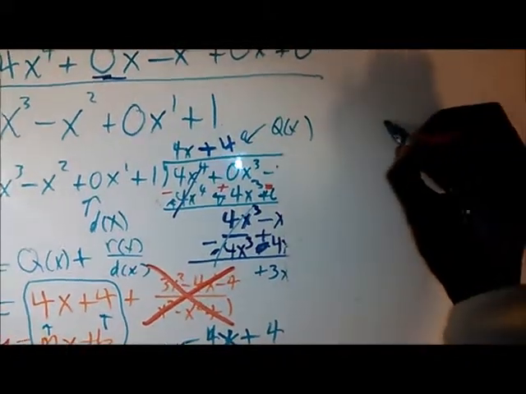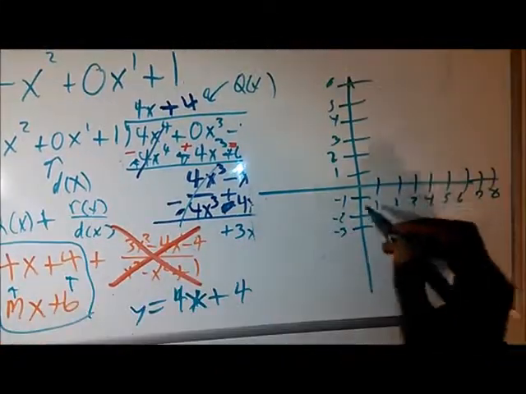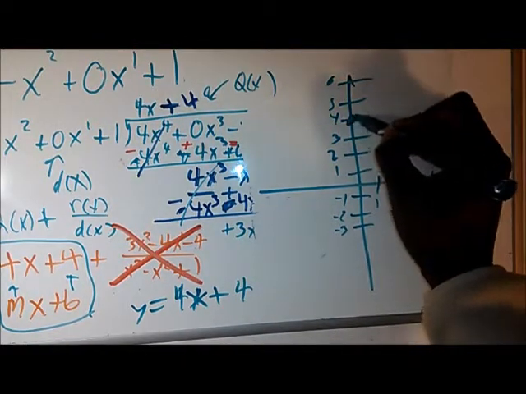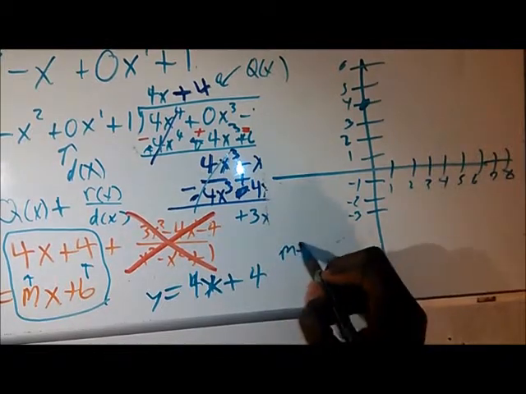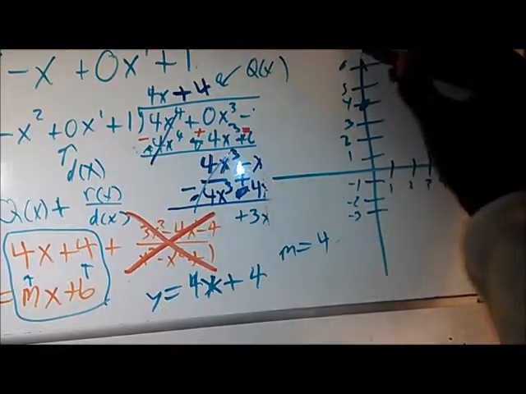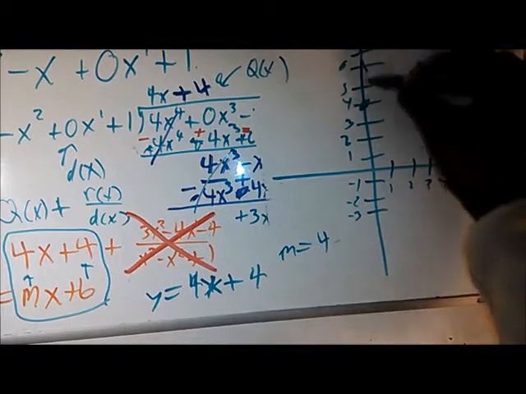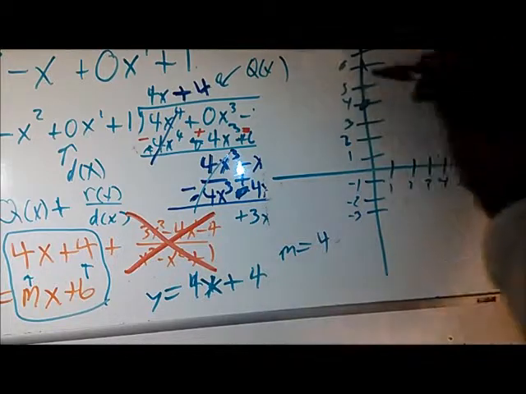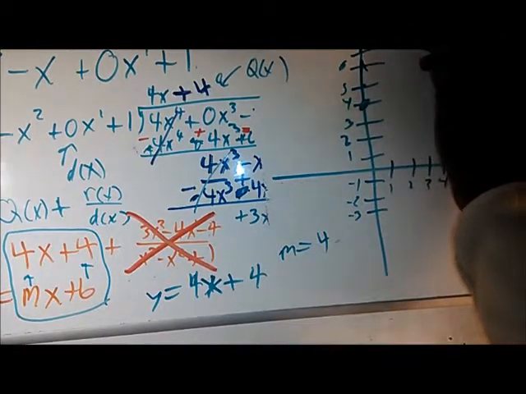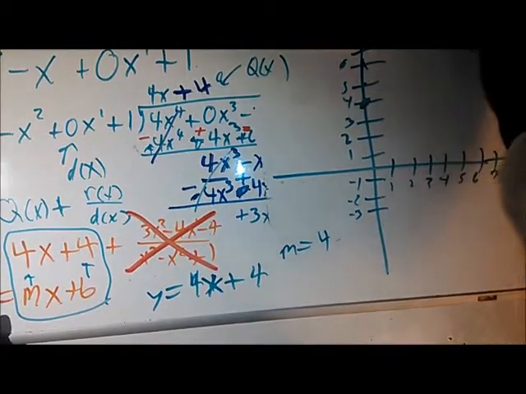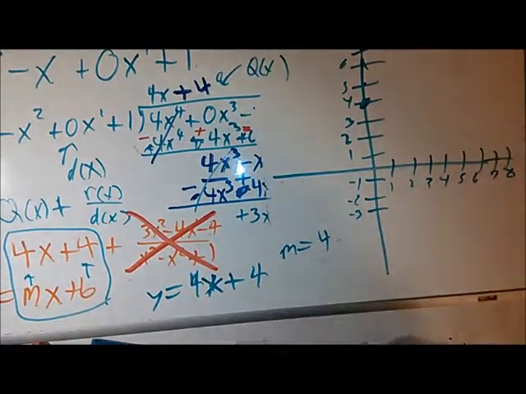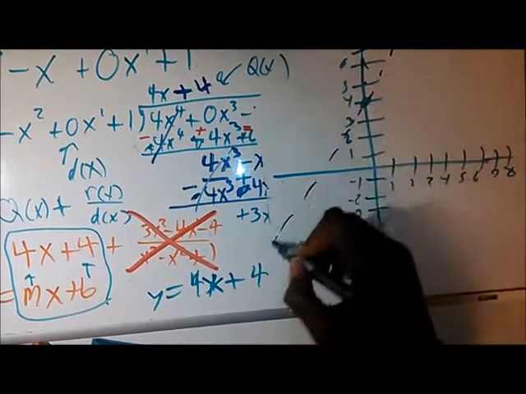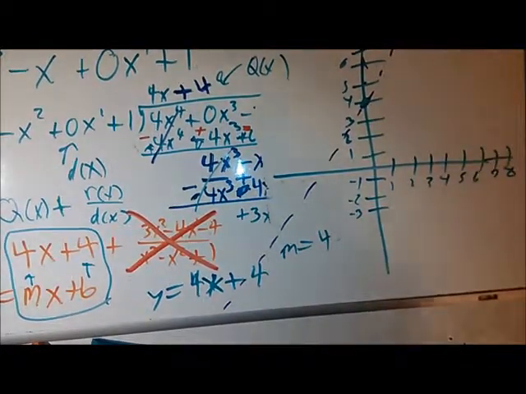Our slant asymptote will look just like this. Okay, so we start at 4. 1, 2, 3, 4 here. Then our slope is 4. So we go up 4: 1, 2, 3, 4, over 1. Right? And then our slant asymptote will look like this. Do we connect the dots? Forever like this, forever like that, forever, right?